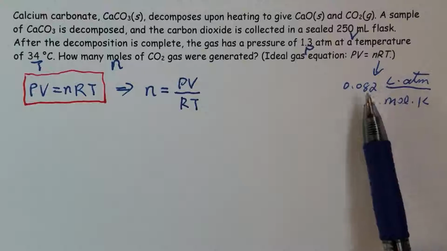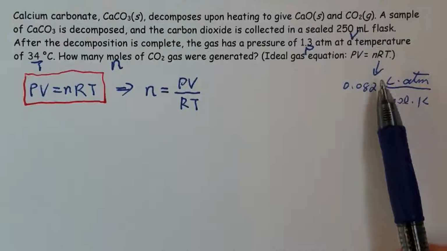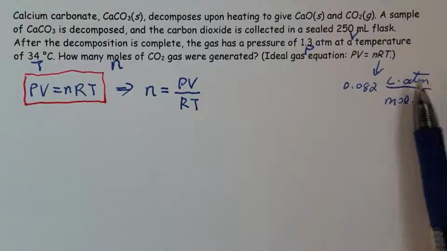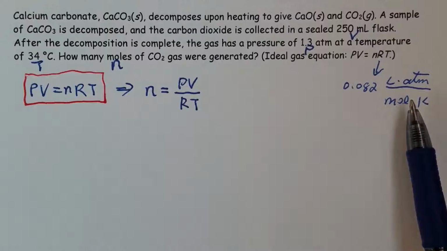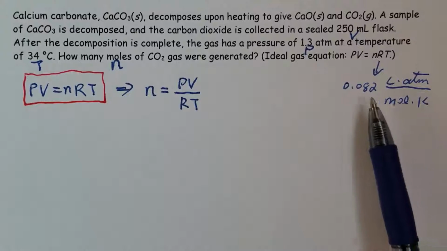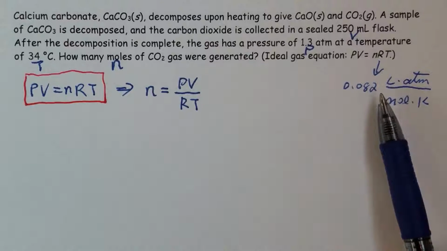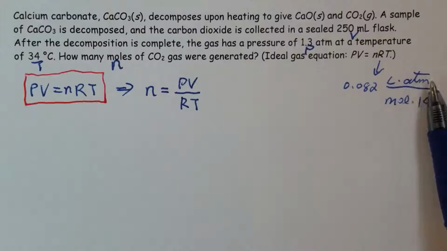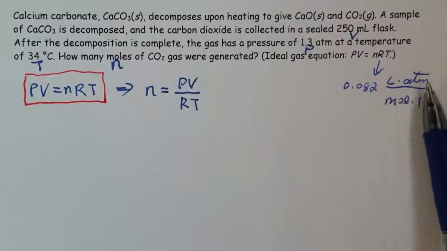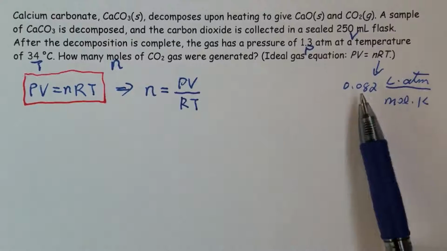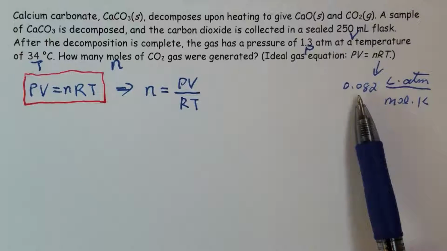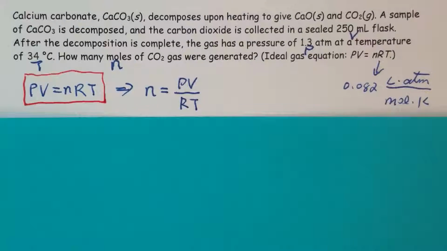So there are actually two values for R, depending on what units you use. But in this question, we are going to use the units of liter atmosphere over mole Kelvin. Then if we use these units, the constant should be 0.082.